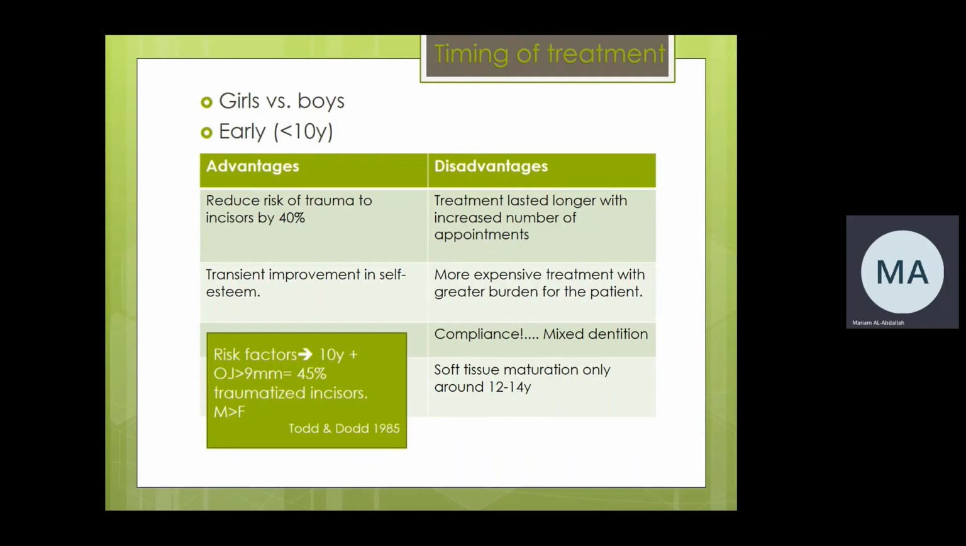On the other hand, there are some disadvantages. For example, if you start early, you will have a longer treatment with more appointments, which is a financial burden for the parents. And you will also burn out patients' compliance. And the soft tissue that you will need to stabilize the results of your treatment will only mature around 12 to 14 years of age. So you still need to wait until this time with your retention.